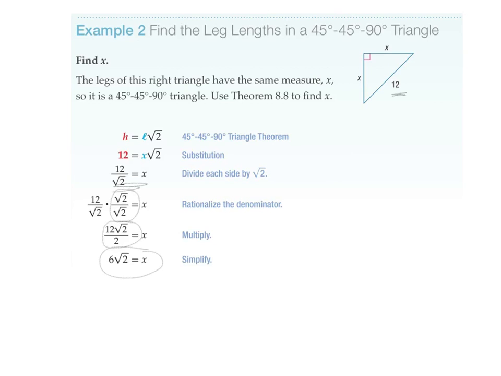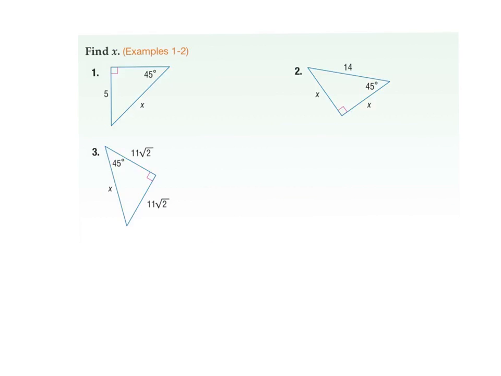Where's the link this time? If the hypotenuse is 12, the side is half of the 12, which is 6, multiplied by root 2. So if your hypotenuse was, say, 20, your answer would be 10 root 2. Okay, let's put this into practice.